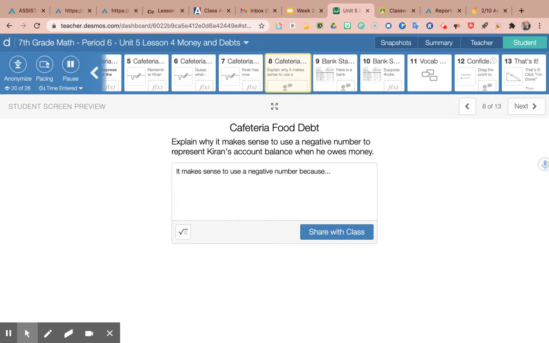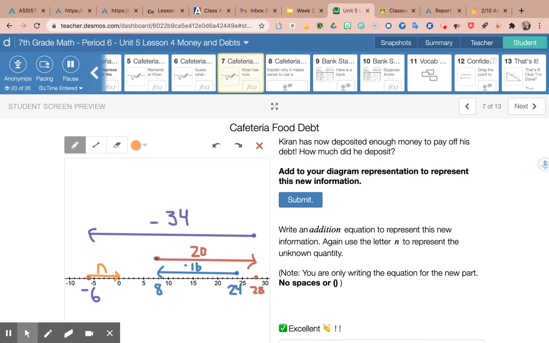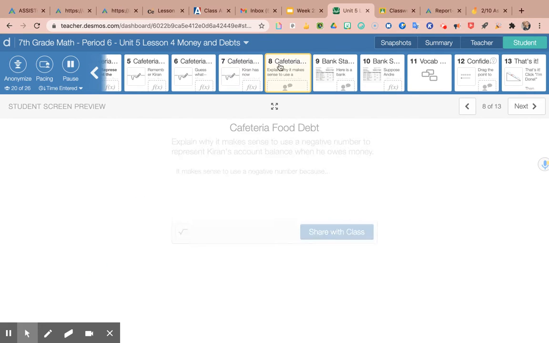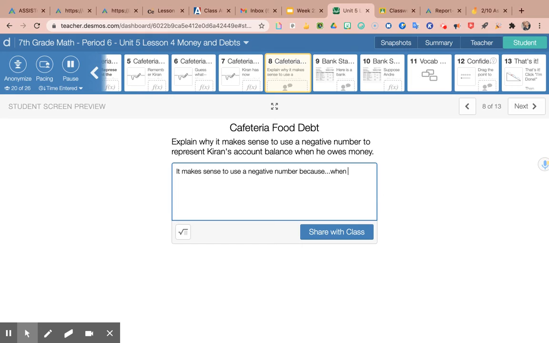Well, if you earn money, your balance is going up. So remember, if he earns money, his balance was going up. He was adding it. It was positive. If he's spending or owes money, his account's going down. So when he owes money, his account balance or total goes down. We're using negative numbers, which makes the balance go down. That's one way to think of it.